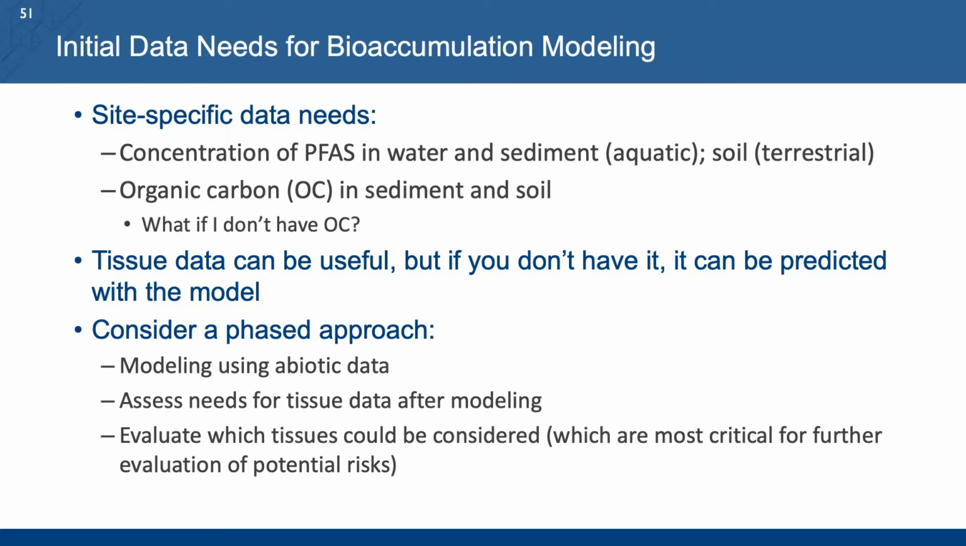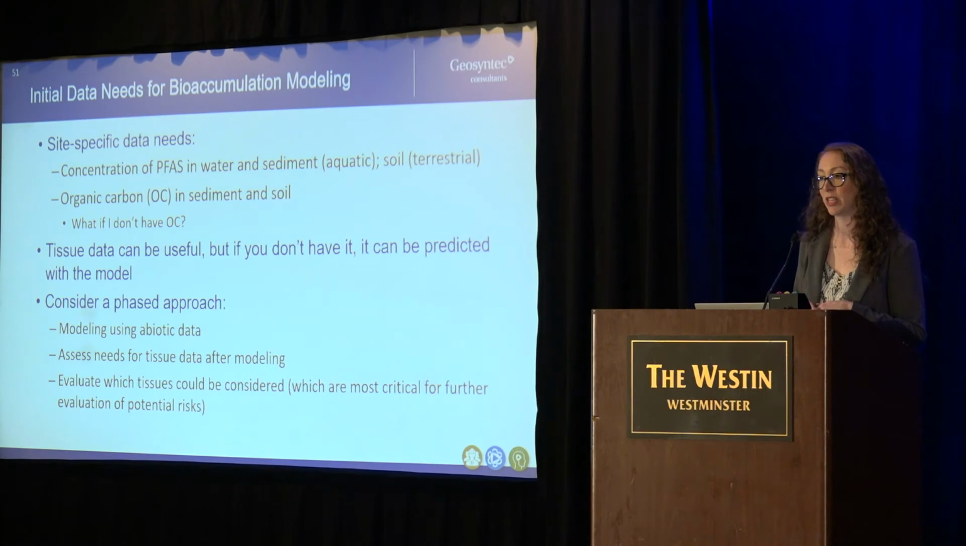Once you've selected your receptors and you've run this model, you may see that the bird that eats the benthic invertebrates is your most highly exposed receptor. Well, maybe you want to target benthic invertebrates for your tissue sampling. If it's a piscivorous bird, maybe you want to target your fish. So hopefully, running this in a phased approach can help you make smarter decisions down the road when you start to go out and collect tissue samples. Because we all know tissue sampling gets expensive, and we want to target what's going to be smart data to collect and what's going to be most useful.